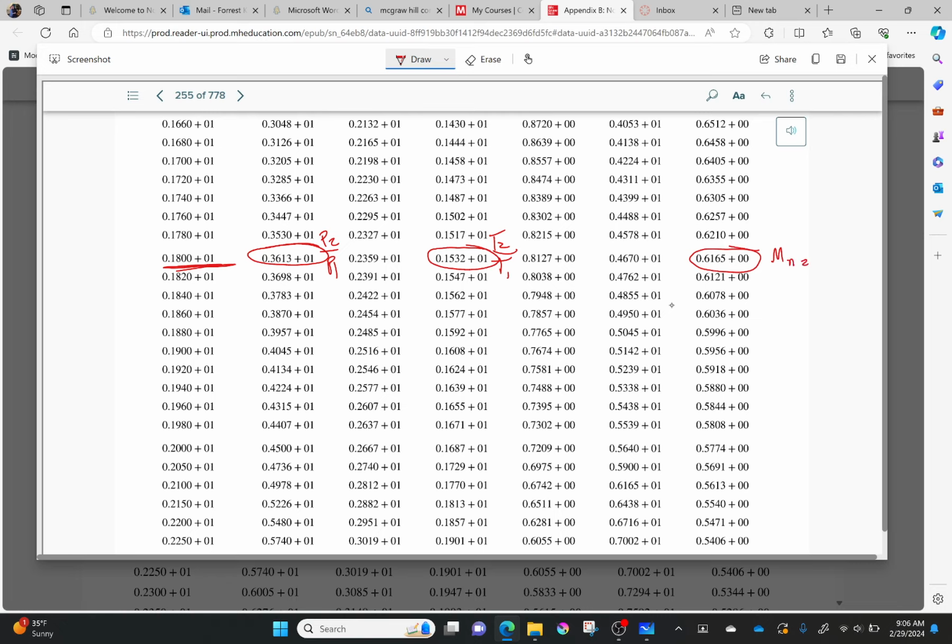Because remember, if we have an oblique shock, all we're finding from these tables is our normal Mach number, not our total Mach number, not our actual Mach number. Now that we have that information, we're good to go. Let's jump back to the problem and start solving some more of it.